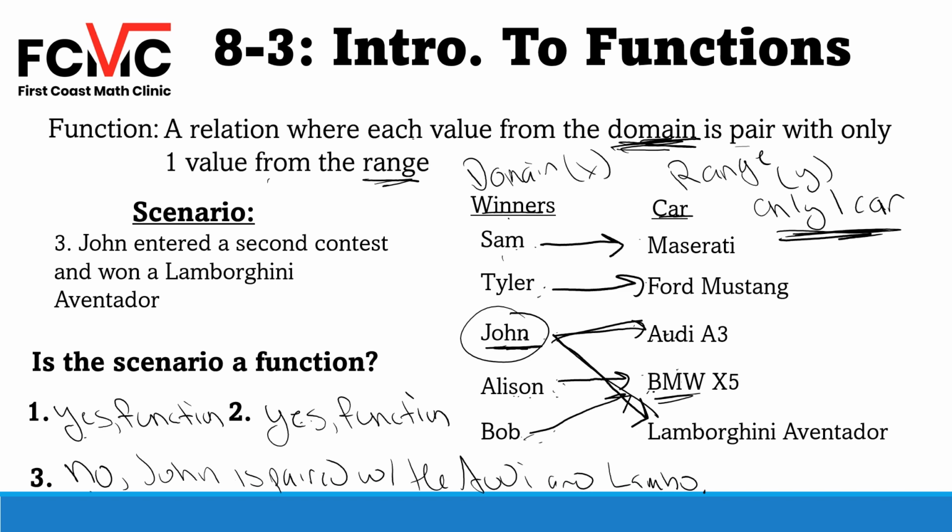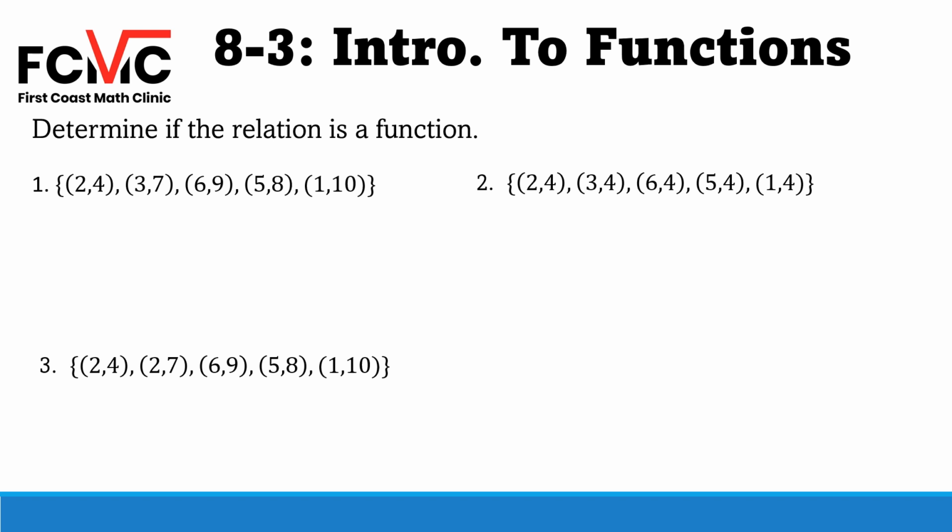All right, so let's see if we could transition these 3 examples to some actual examples with ordered pairs and mapping rules and determine if they are functions or not. Okay, so we got some ordered pairs here. So number 1, we've got (2, 4), (3, 7), (6, 9), (5, 8), and (1, 10). So the first value are our domains. The second value is our ranges.